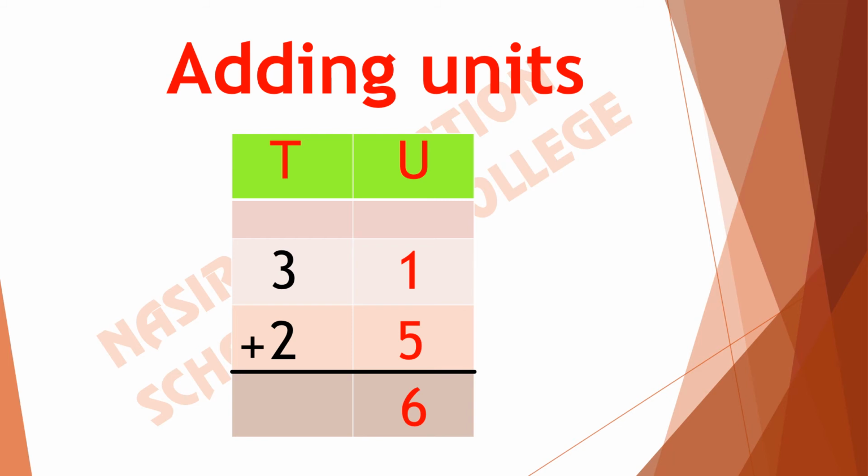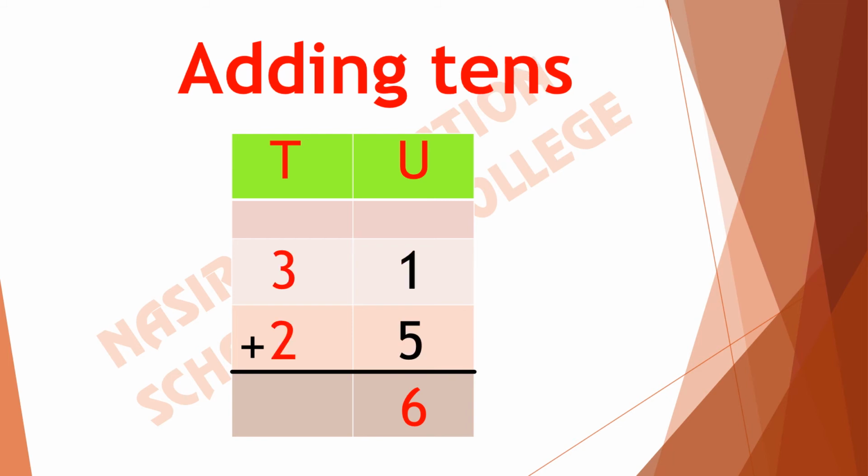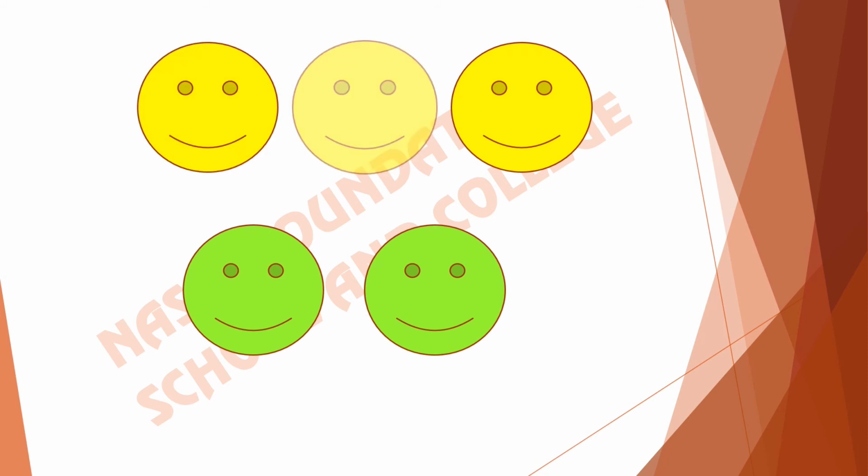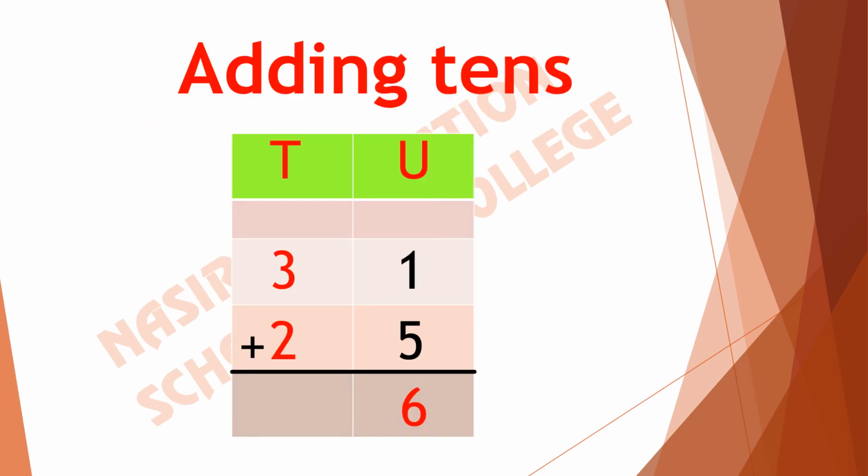What will we do now? Can you tell me? We will add tens. After adding the units, we will move towards the tens. In the tens column, there is 3 and 2. Now add 3 and 2. In 3, if we add 2, we get 1, 2, 3, 4 and 5. Here we get 5. We will write 5 in the tens column. It means if we add 31 and 25, the sum is 56.